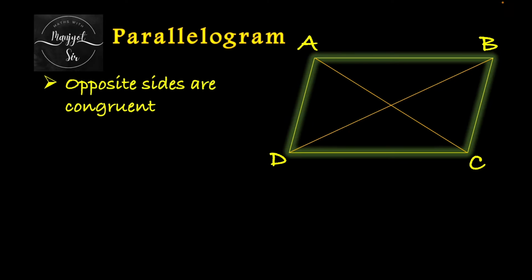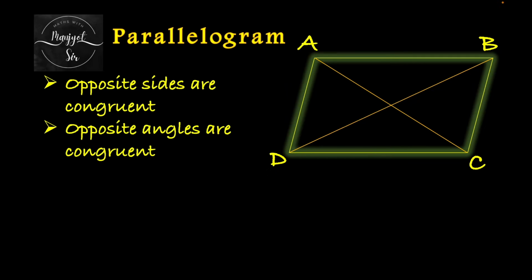So the first property of a parallelogram says opposite sides are always congruent. We all know, we just now saw that opposite sides are parallel in a parallelogram. Also remember, opposite sides AB and DC are congruent to each other, and similarly opposite sides AD and BC are congruent to each other. The second property says opposite angles are also congruent. That means angle A, opposite to angle A is angle C. So angle A and angle C are congruent to each other, and similarly angle B and angle D are congruent to each other.